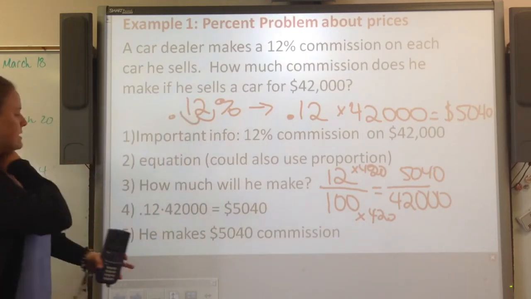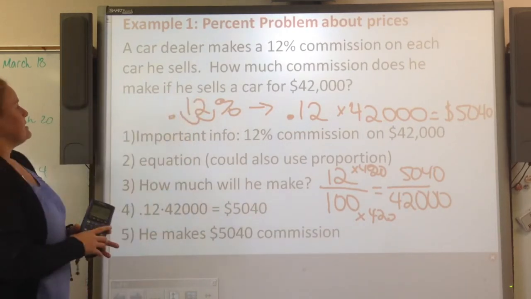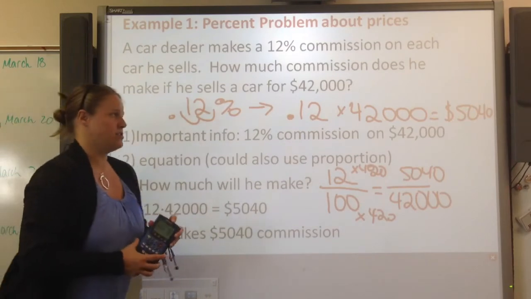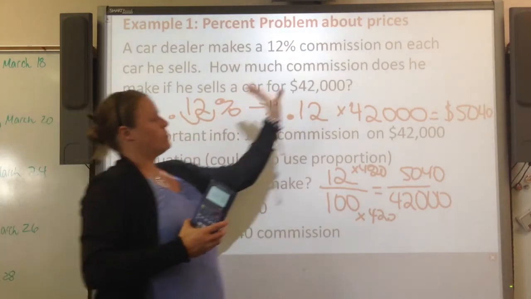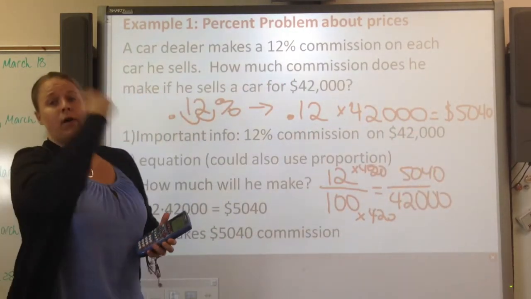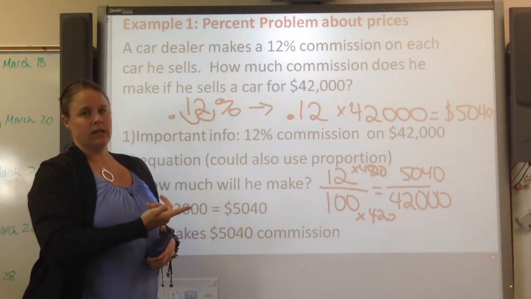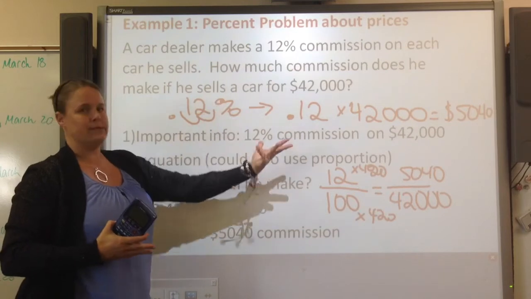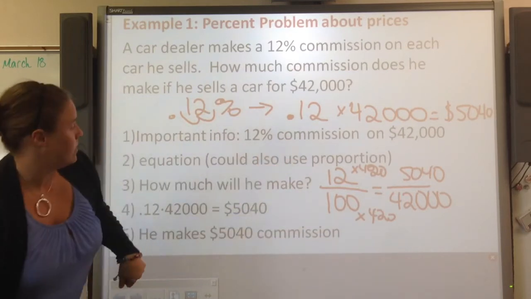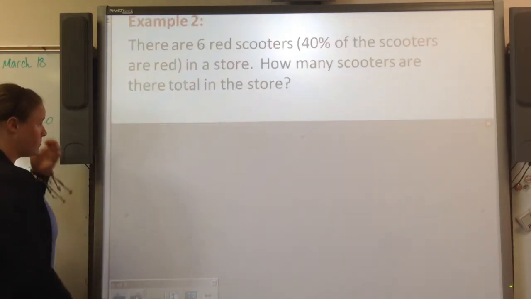So my question says, how much commission does he make if he sells the car for $42,000? So he sells his car for $42,000. His boss is going to pay him $5,000 because he made that sale. So that is his paycheck for that car. Let's look at the next one.